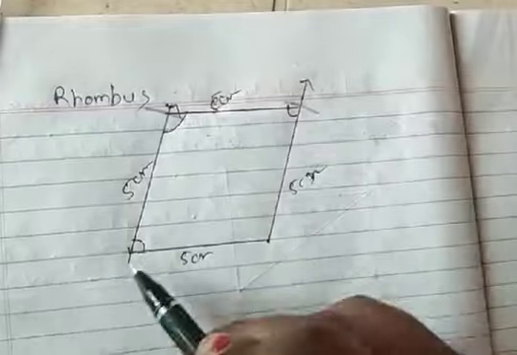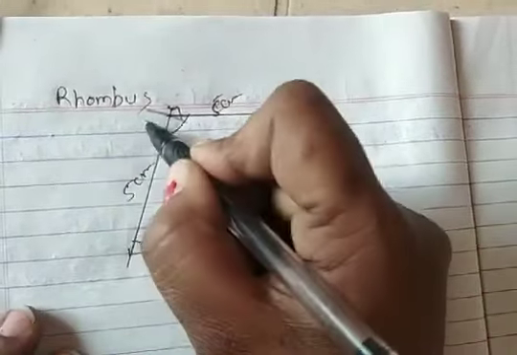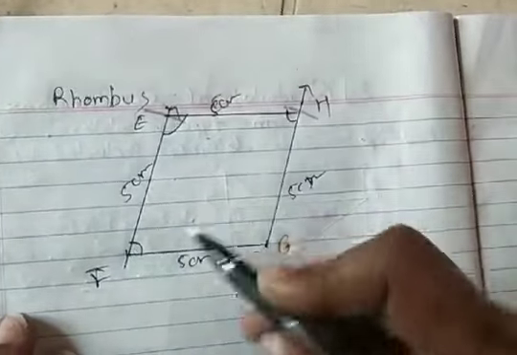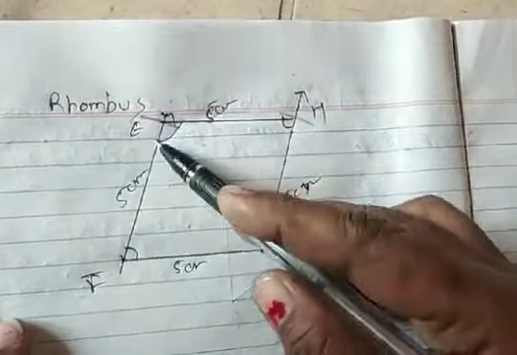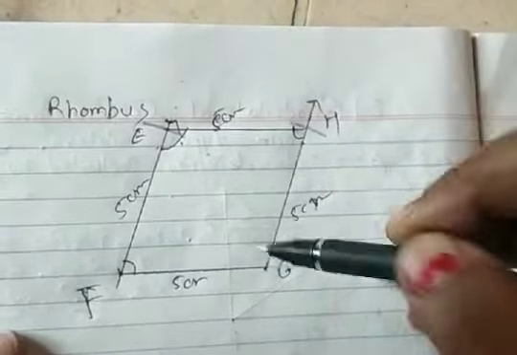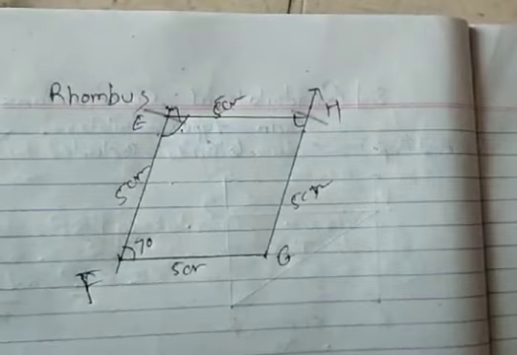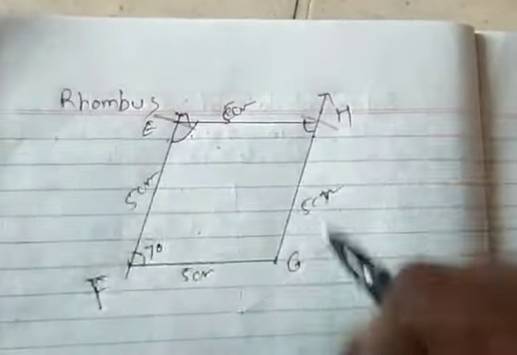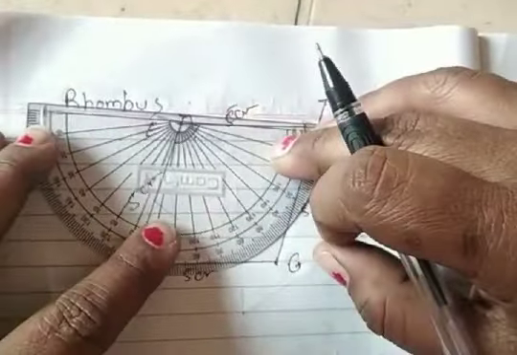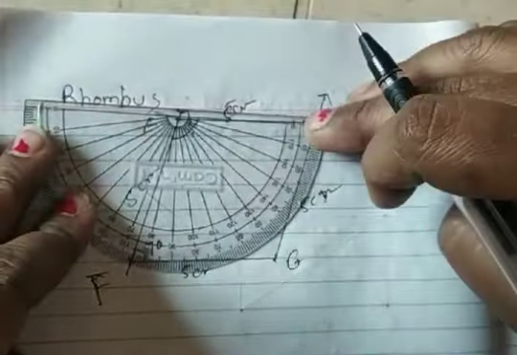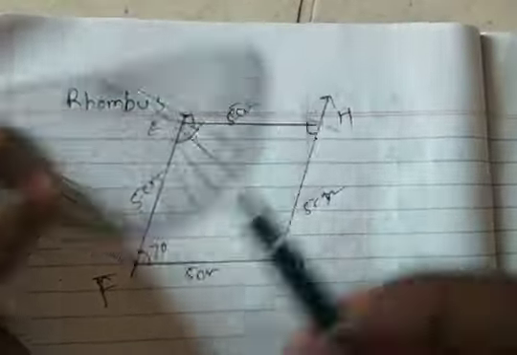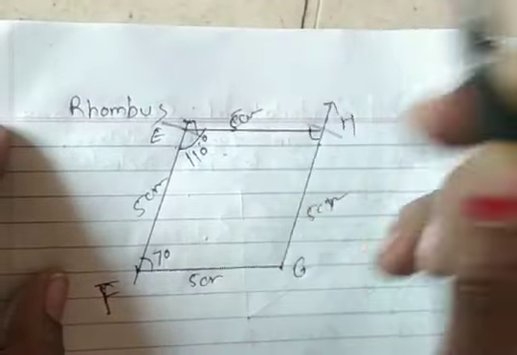Suppose I name it EFGH. So angle E is congruent to angle G, and angle F is congruent to angle H. I took this angle's measure as 70, and if you see here, this angle's measure must be exactly 110. Why? Because if you see here, it is passing through 110. So this measure is 110 degrees.